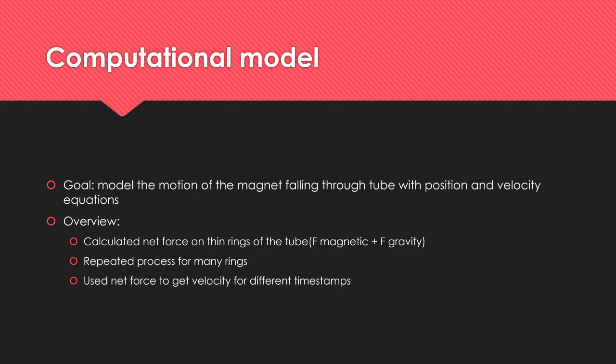Also, after calculating the force of gravity on the magnet, we can now model the motion of the magnet by considering the velocity of the magnet for different times, now that we know what F net is from F magnetic and F gravity.